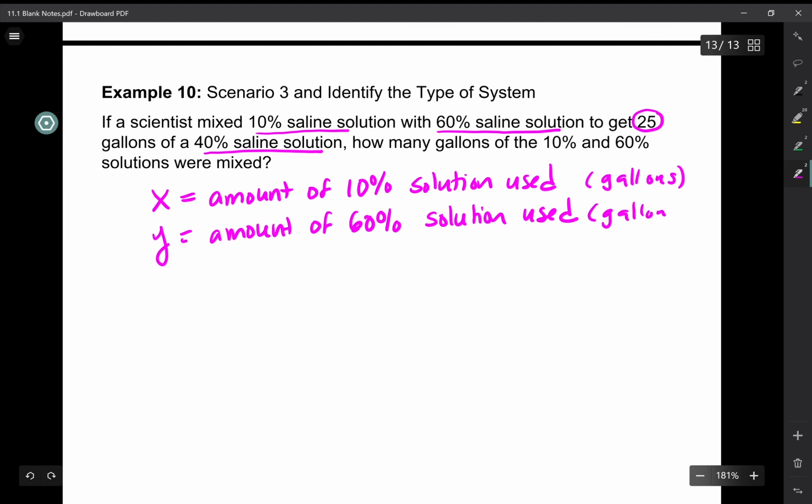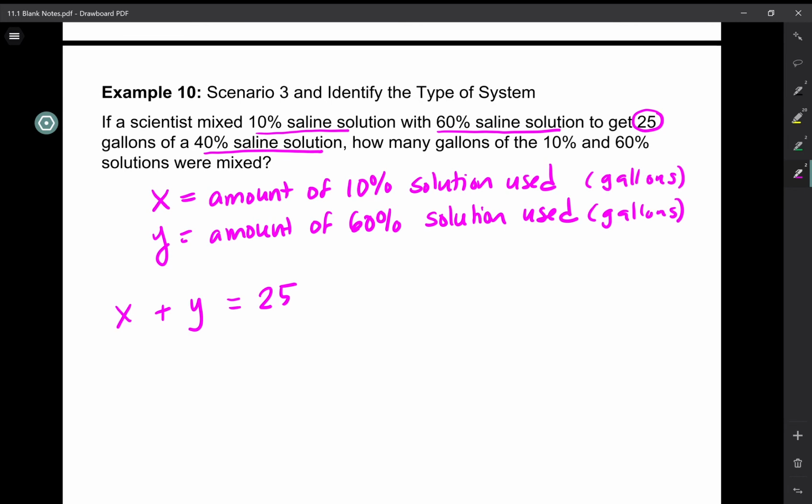So one equation that we can get from a sentence is that the amount of the 10% plus the amount of the 60% makes a total of 25 gallons. Okay, what's another bit that we know? Well, we know we end up with a 40% saline solution. So what we need to do is think about how much saline is going into each part.